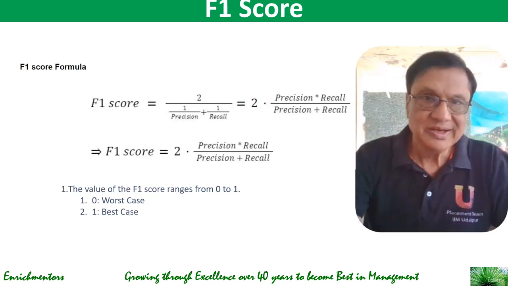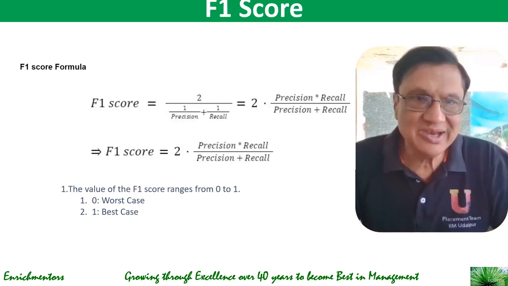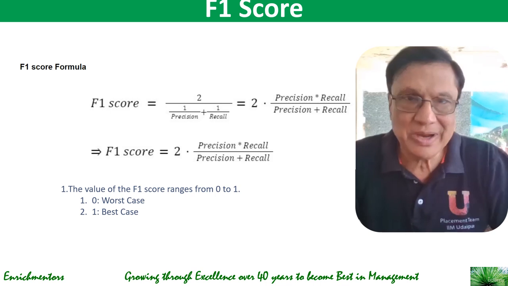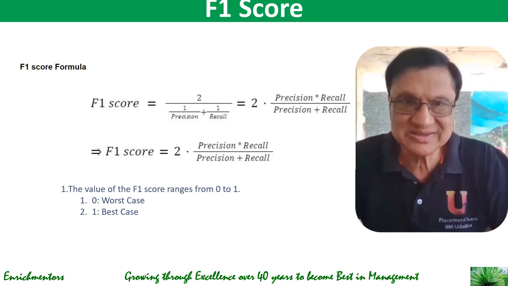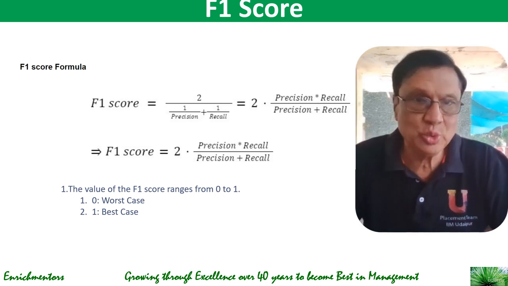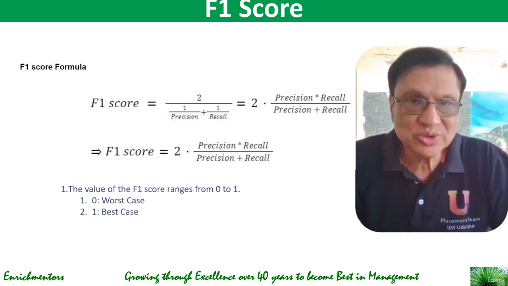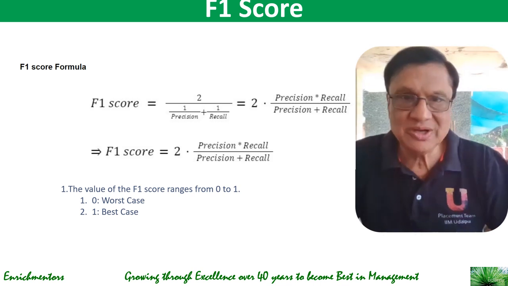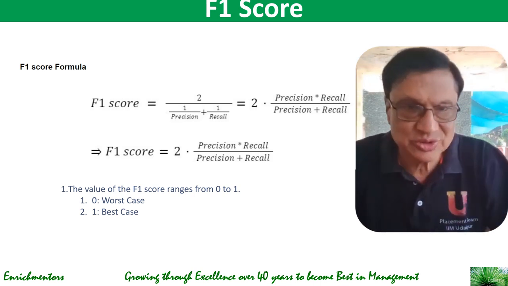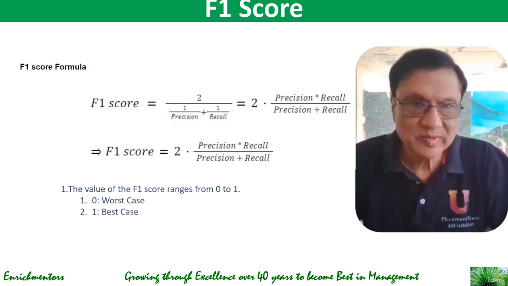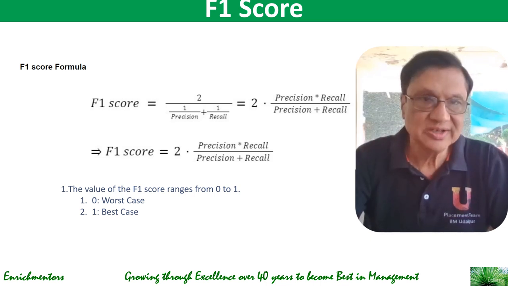Now, the F1 score is an evaluation metric that combines two metrics, precision and recall, into a single metric by taking their harmonic mean. In simple terms, the F1 score is the weighted average of precision and recall, as you see in this formula. So that's what the F1 score is.